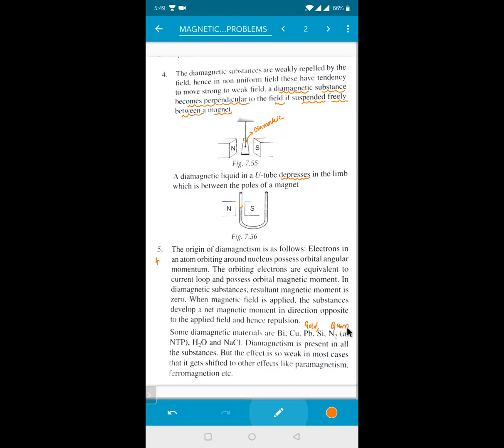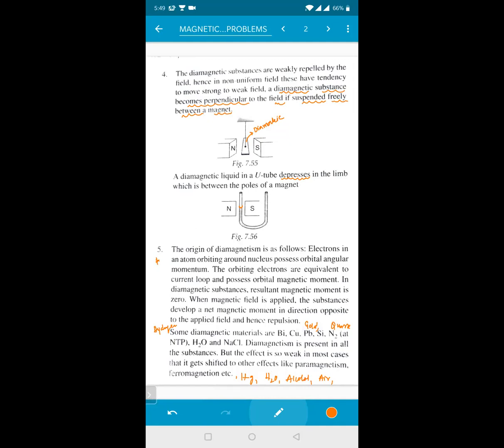Even quartz is a diamagnetic material. Mercury is also a diamagnetic material. Water is also a diamagnetic material. Even alcohol is a diamagnetic material. Air is a diamagnetic material, and hydrogen is also a diamagnetic material. Bismuth I have already given, and copper also. Apart from these, all are also called diamagnetic materials. Is it clear?